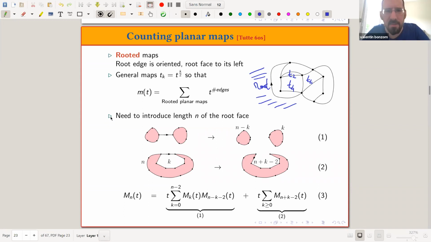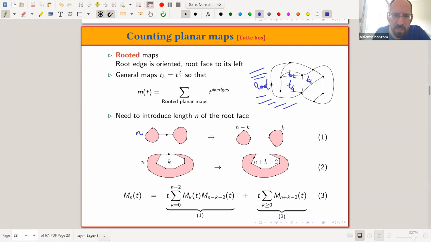Now, these objects, these planar maps, were studied by Tutte in Waterloo, Ontario, at the University of Waterloo in the 60s, in the context of the four-color theorem. So obviously he did not prove the four-color theorem, but he found some really beautiful things about planar maps. So to count them, to find the generating series, I will need to keep track of the length of the root face. The root face is on the exterior. So say it has size n.